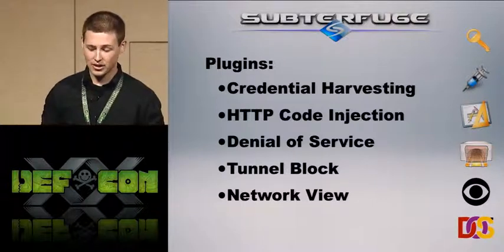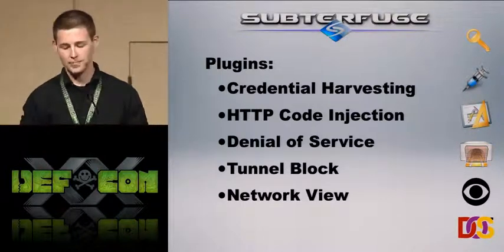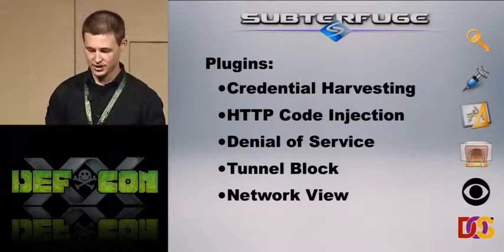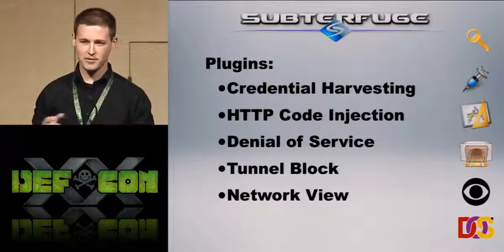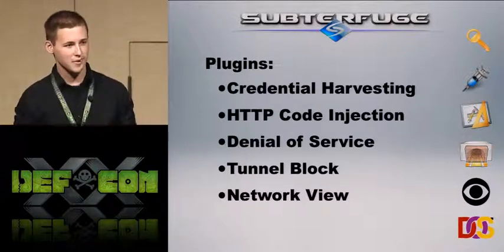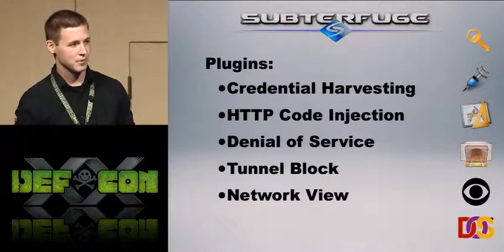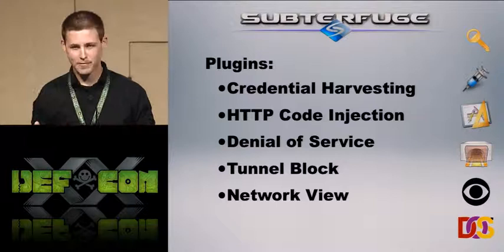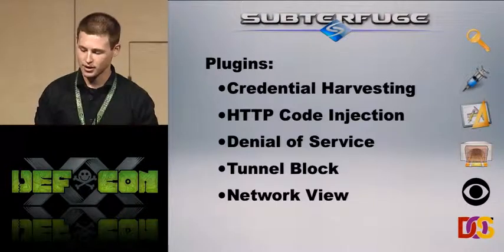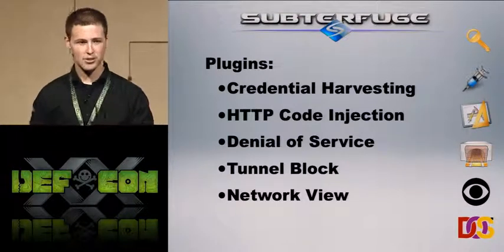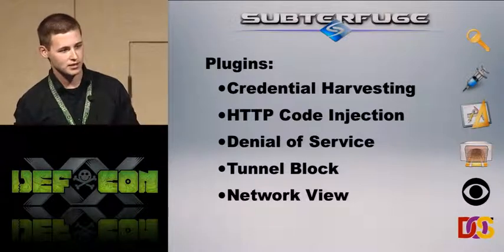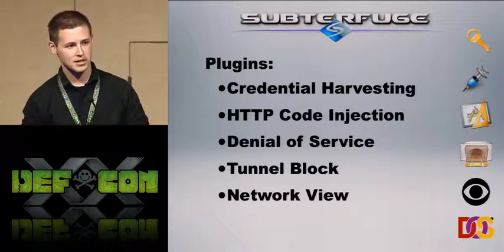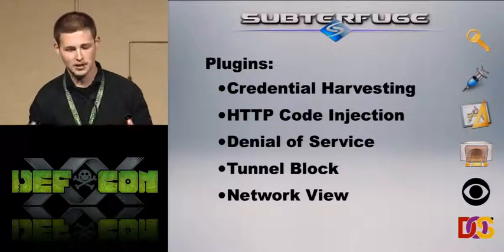Then another plugin, Tunnel Block, came up in the development of Subterfuge. A friend of mine, a fellow computer scientist, said, well, even if you have the man in the middle, if I have a VPN or some other kind of tunneling encryption protocol, you're not going to see what I'm doing, right? I said, well, if I'm man in the middle, I can do whatever I want. So with Tunnel Block, all the module does is block the standard protocols and tunneling services on the standard ports. So PPTP, Cisco VPN, L2TP, OpenVPN, SSH, all that stuff.